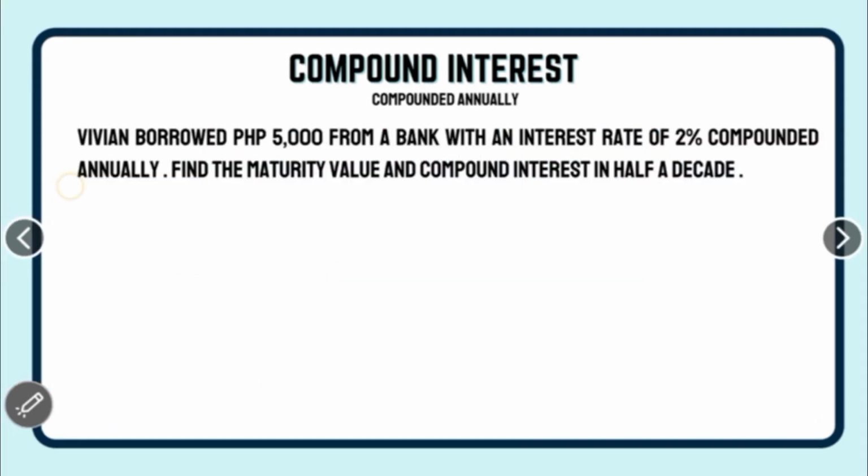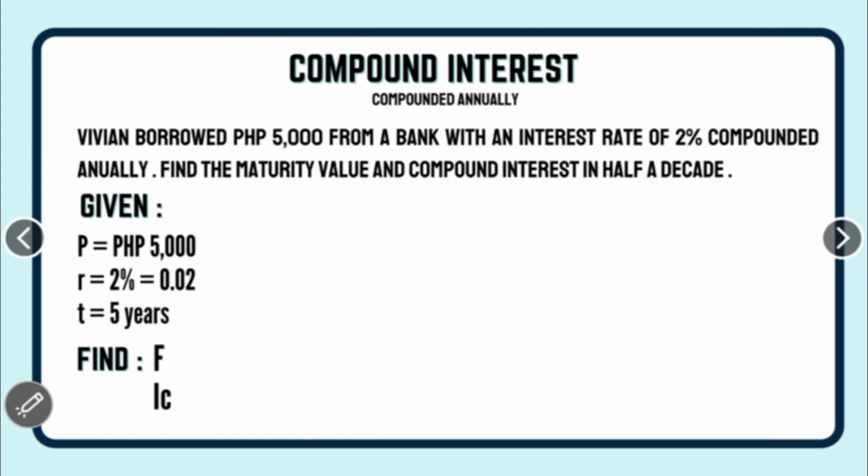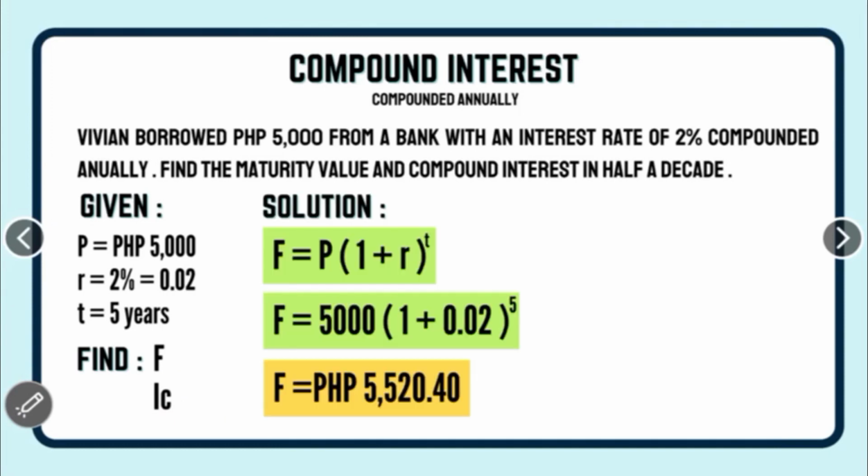Here's our first example. Vivian borrowed 5,000 pesos from a bank with an interest rate of 2% compounded annually. Find the maturity value and compound interest in half a decade. First, we need to identify the given. Our present value is equal to 5,000 pesos and our rate is equal to 2%, and we need to divide it by 100% to turn it into 0.02. Our time in years is equal to 5 years. So, what we need to find is our future value and also our compound interest. So, let's proceed to the solution.